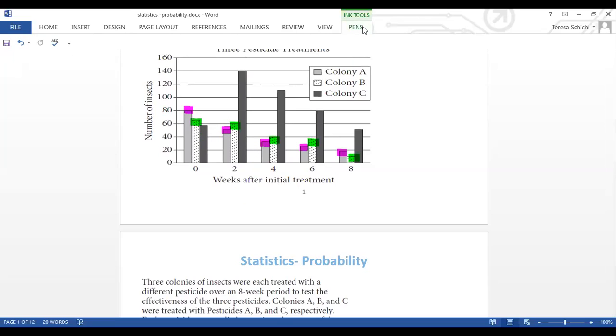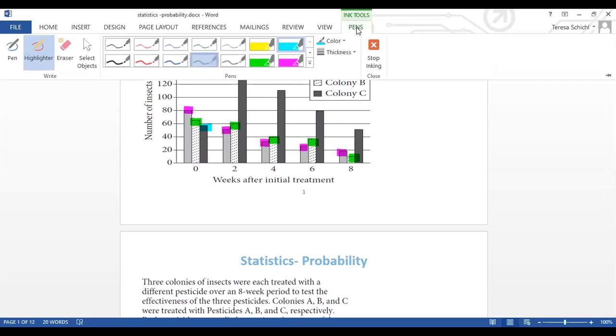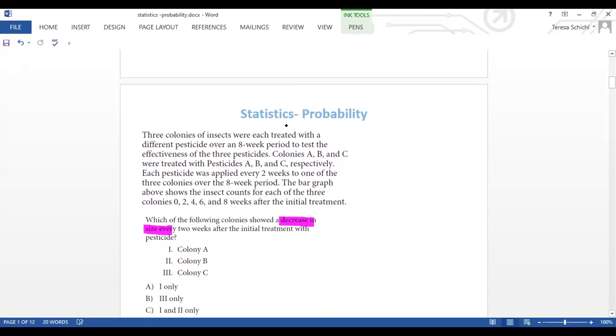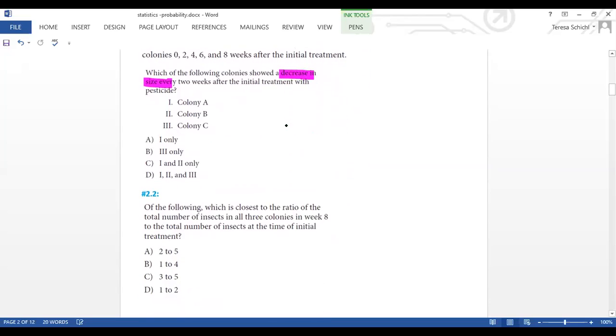How about colony C here? For colony C, the first one is in here, right? And boom, the second week, they jump up here. So colony C is not a choice that has a decreasing trend. So it's colony A and B, right? So what is the answer here? It's C.